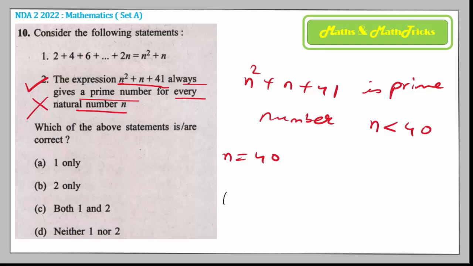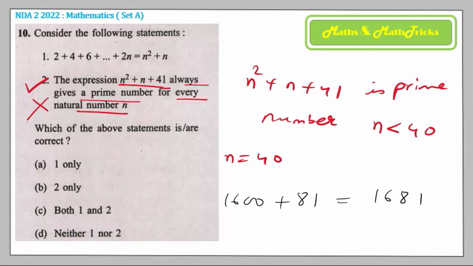What do you get? 40 square, 1600, plus 40 plus 41, which is 81. You add this, you will get 1681, which is not a prime number. Hence statement 2, stating it for every natural number, is wrong. So only statement 1 is correct, and hence the answer should be option A.